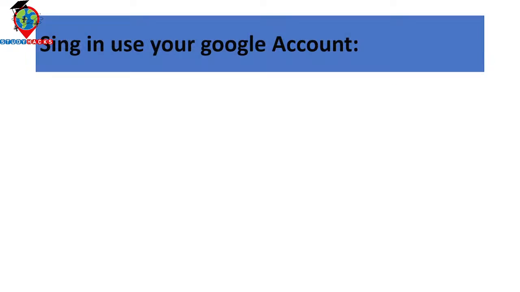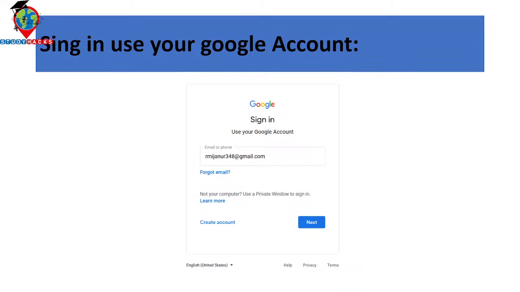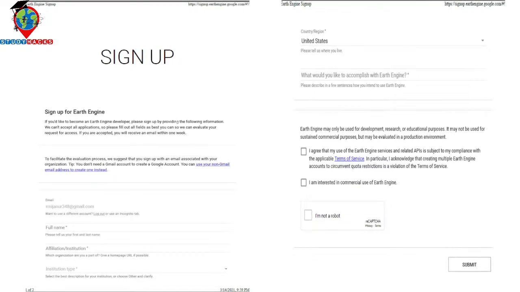Then sign in using your Google account and put in your email address. If you have an institutional email, that is better, because you can get the verification first when you use an institutional email. But if you have no institutional email, don't worry about that. You can also use a simple email; that is no problem. After that, simply fill up this form.